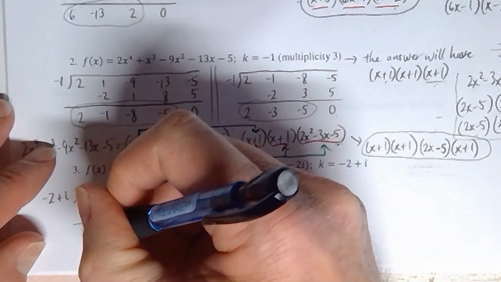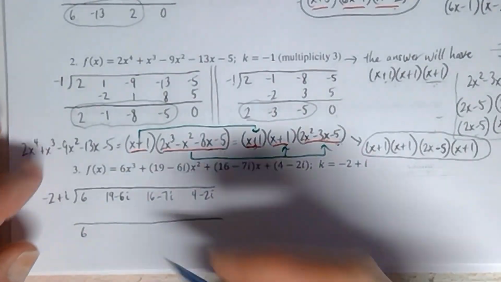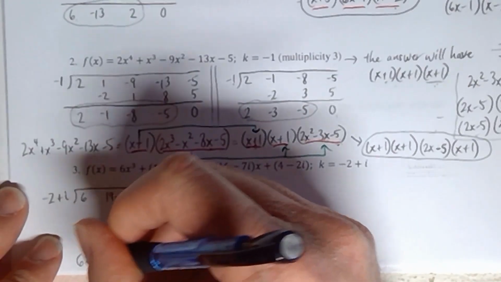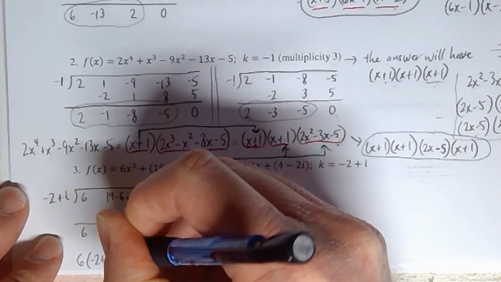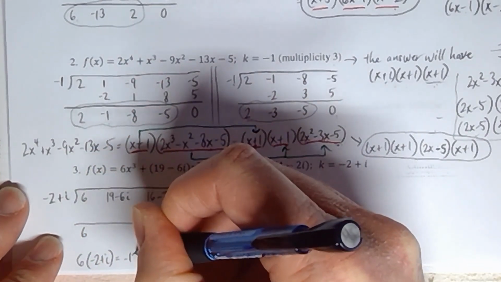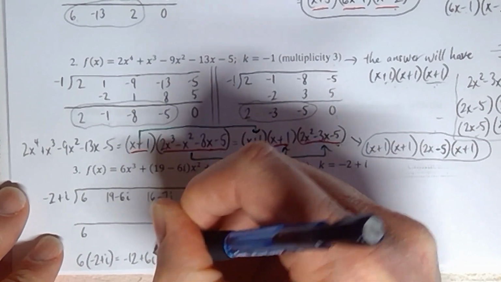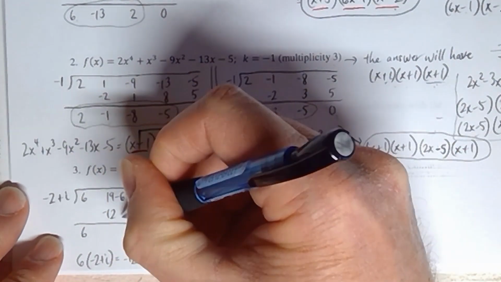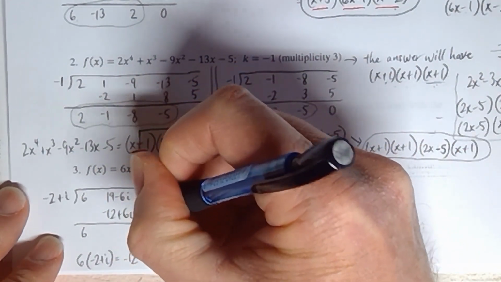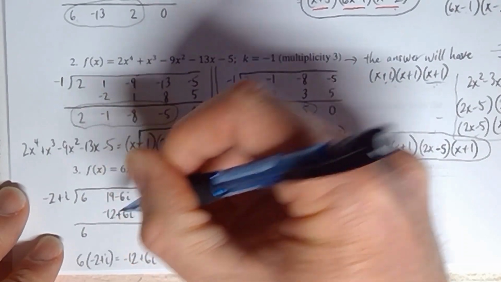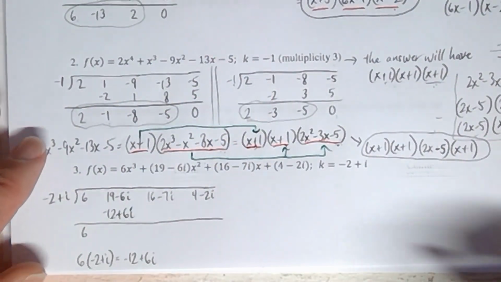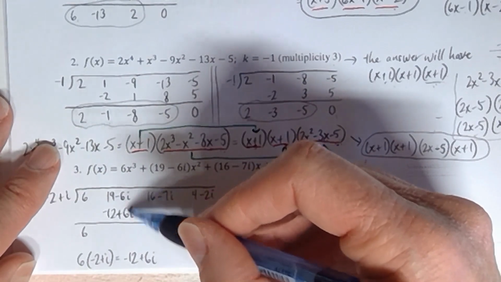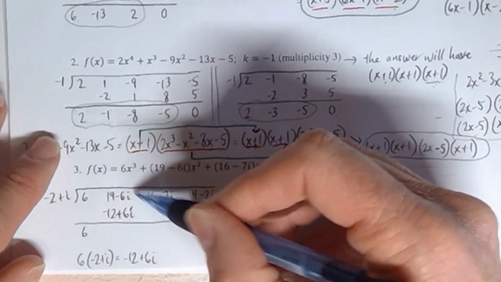All right, now let's see what we get here. Drop down the 6. 6 times negative 2 plus i is what? That is negative 12 plus 6i. So I put that here. This is actually going to be easier than that similar type of problem that we had in the last section. Trust me, you'll see why here. The 6i's cancel when I add these together.